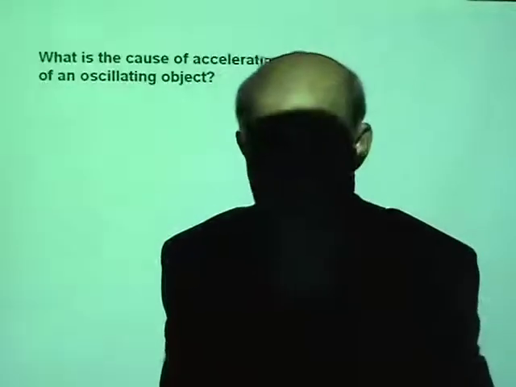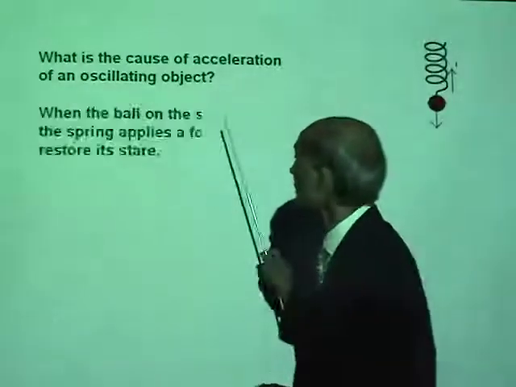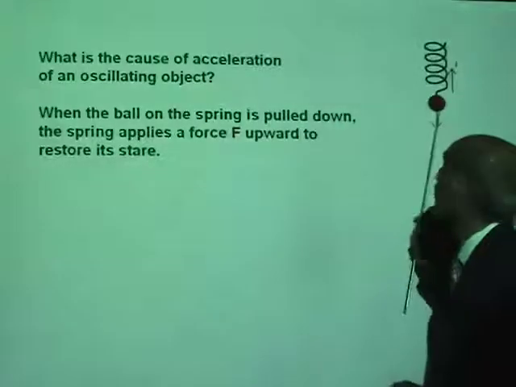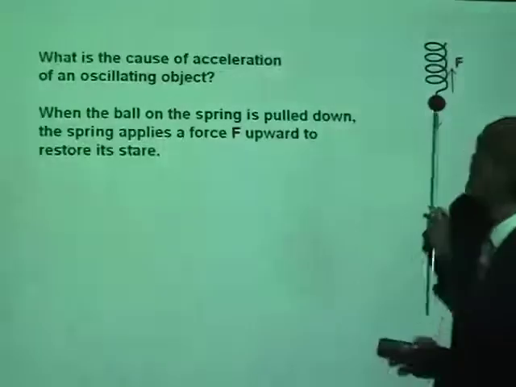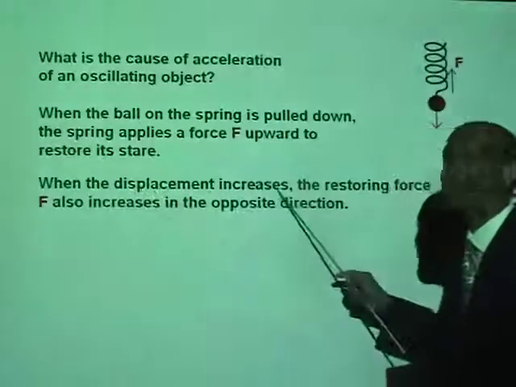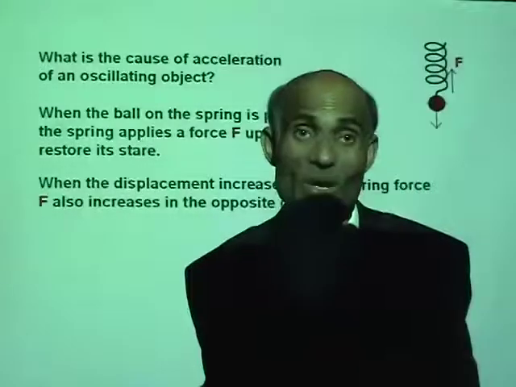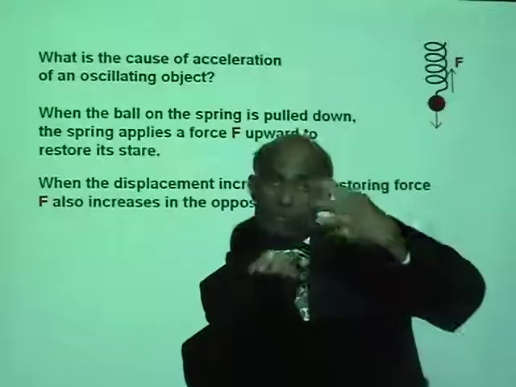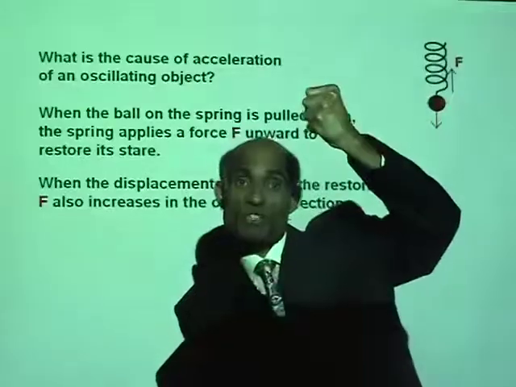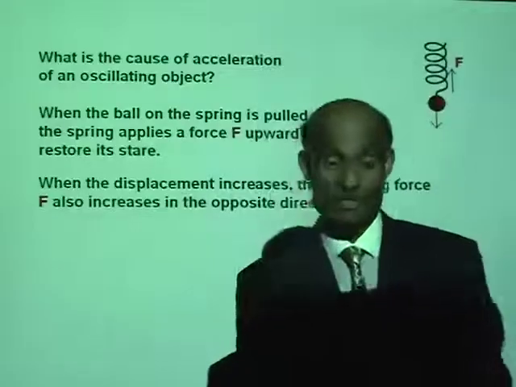So what is the cause of acceleration of a simple harmonic motion? When the ball on the spring is pulled down, the spring applies a force upward to restore its position. You see that? When the displacement increases, the restoring force F also increases. You pull the spring more, the spring will pull you back with a greater force. As the displacement increases, the restoring force also will increase, in the opposite direction, of course.